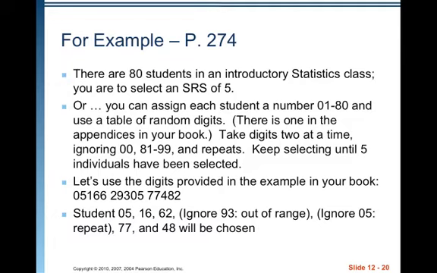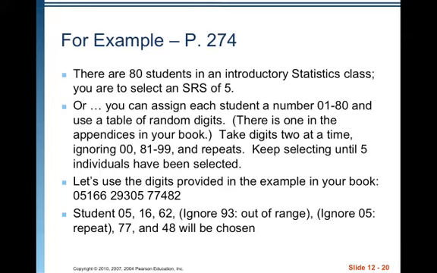Or you can assign each student a number 0, 1 through 80 and use a table of random digits. There is one in the appendices in your book, and I'll also be giving you a pink copy of that same table. Take digits 2 at a time, ignoring 0, 0, 81 through 99, and repeats. We ignore 0, 0, and 81 through 99 because those aren't assigned to any of our students. We assigned 0, 1 through 80.